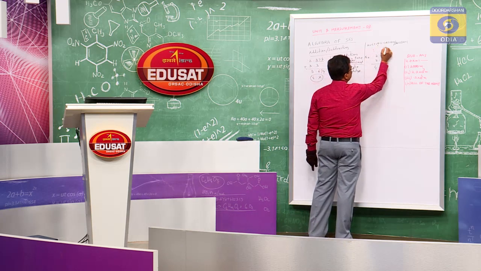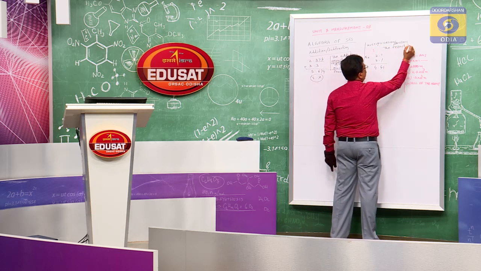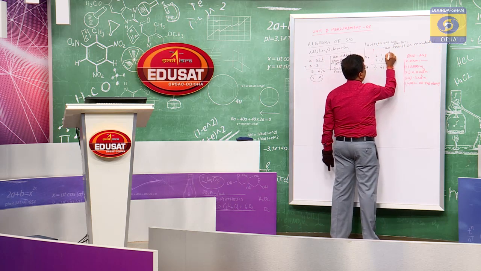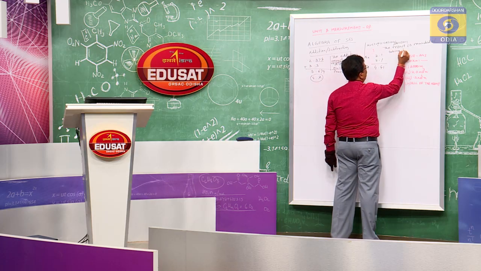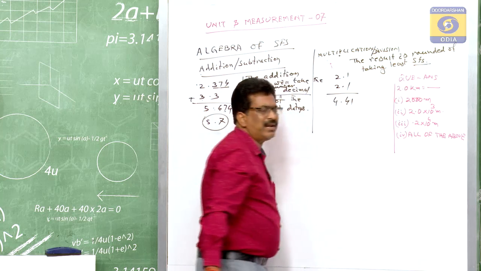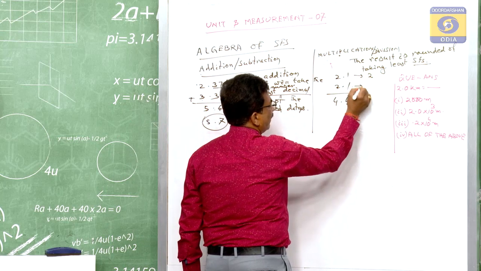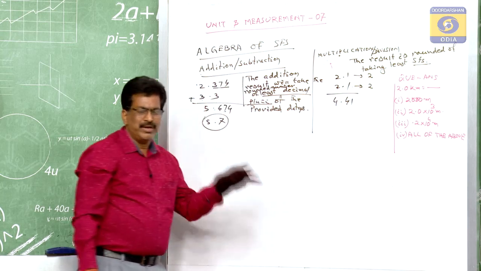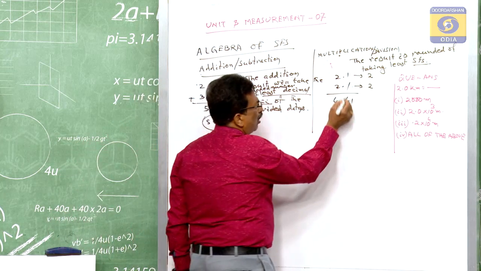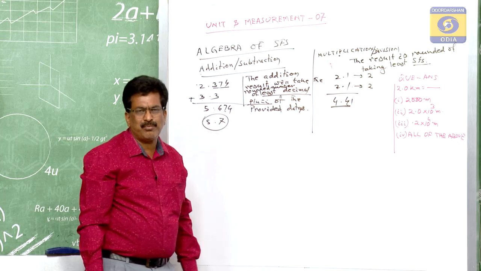But here the rule is the result is rounded off taking the least significant figures. You see here, how many significant figures? 2. Here how many significant figures? That is 2. So you have to take the least significant figure, and the least one is 2. So you will go up to 2 significant figures, meaning 4.4.